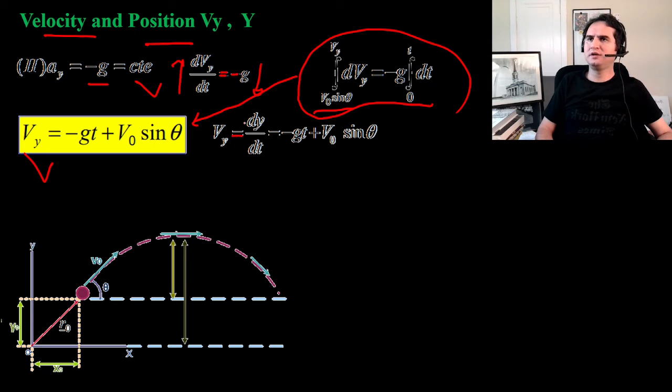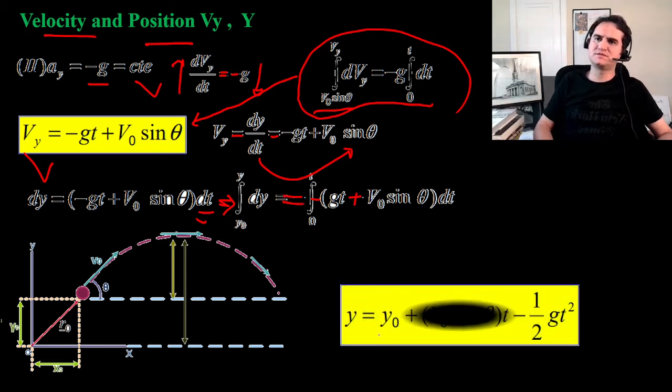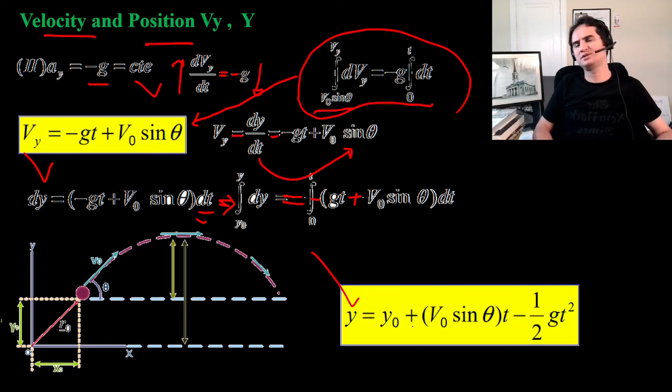And vy is dy, variation of displacement in y direction over time, so just take this dt over there and integrate it. That's negative gt plus v naught sine of theta in parentheses times dt. If you then integrate it and do the math, it gives you the y component: y is equal to y naught plus v naught sine of theta in parentheses times t, minus a half of g times t squared.